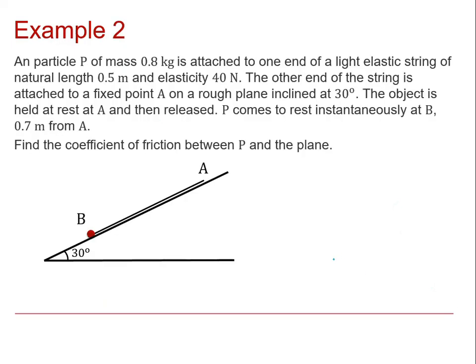Now let's look at a second problem, which involves potential energy, gravitational potential energy this time. We've got a particle of mass 0.8 kilograms, attached to a string of natural length 0.5 meters, elasticity 40 newtons, no problems with the units so far. It's on an inclined plane, inclined at 30 degrees, and there's a fixed point A which anchors the string at one end. The object's held at A and released, so then it slides down the slope.